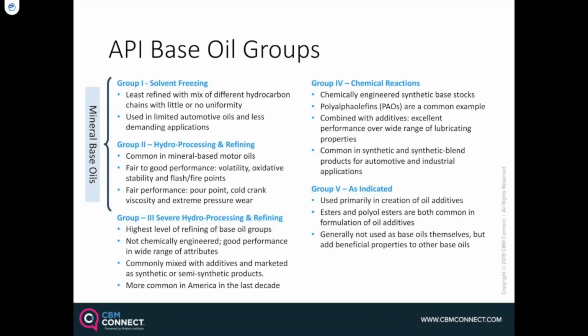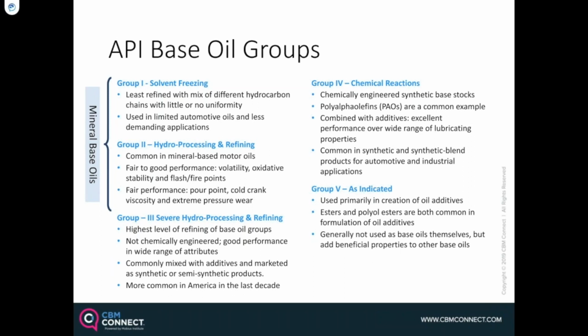Let's look at some of the base stocks and where they're used and where they come from. As I mentioned, Group 1 is solvent refining. It's the least refined oil. It's a mix of different hydrocarbon chains with little or no uniformity. It sounds horrible, but that's not necessarily the case. It just has more of a variety of hydrocarbon chains in there.